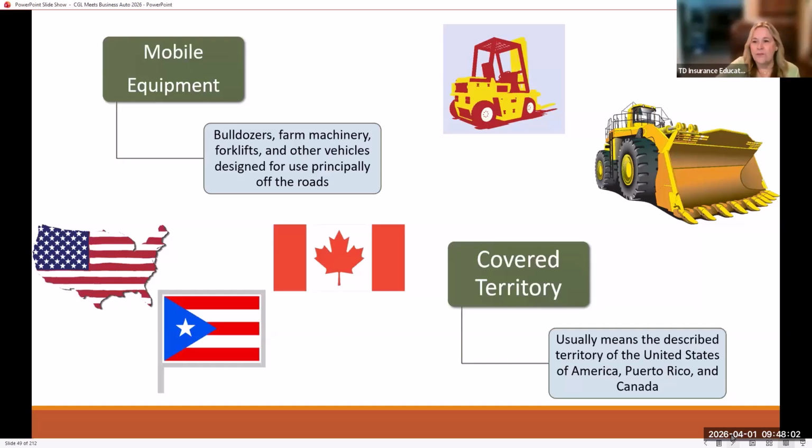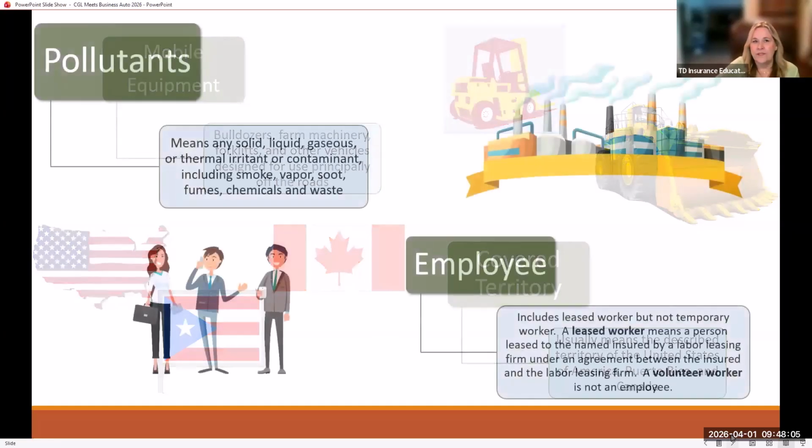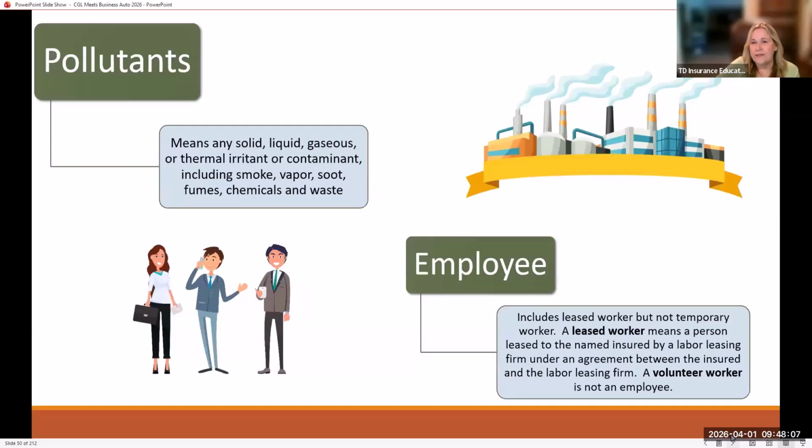Okay, so two very important terms when it comes to the CGL. What are pollutants? Solid, liquid, gaseous, including smoke, vapor, soot, fumes, chemicals, and waste. The pollutant definition is very important for CGL. Remember, an employee is protected if they get sued. Employees include a leased worker, but not a temporary worker. A leased worker means a person leased to the named insured by a labor leasing firm. So an employee is protected if they get sued, but remember, if they're injured, they go under workers' comp.